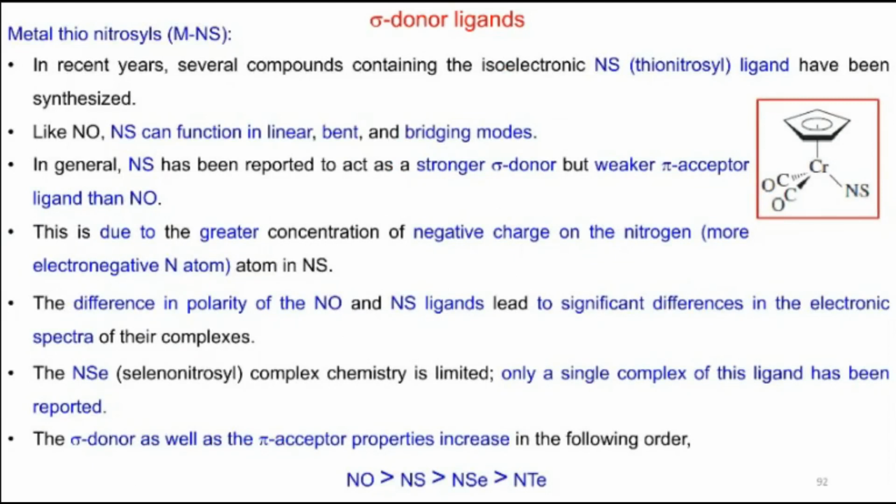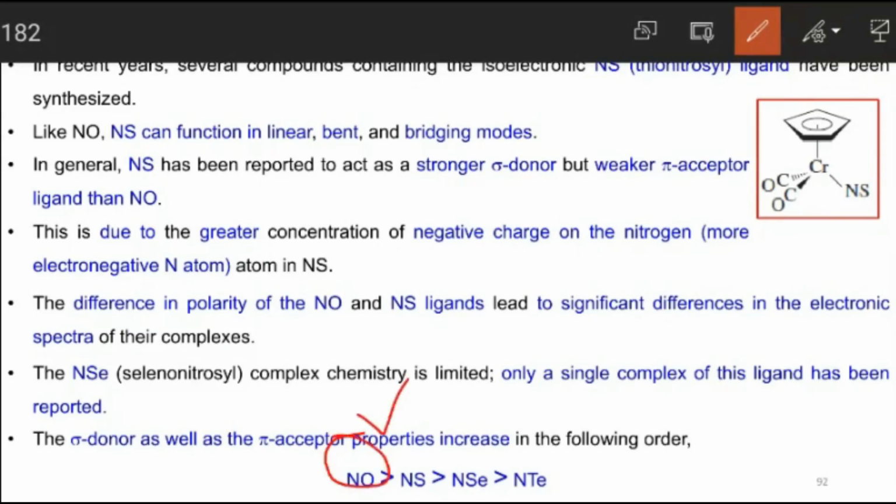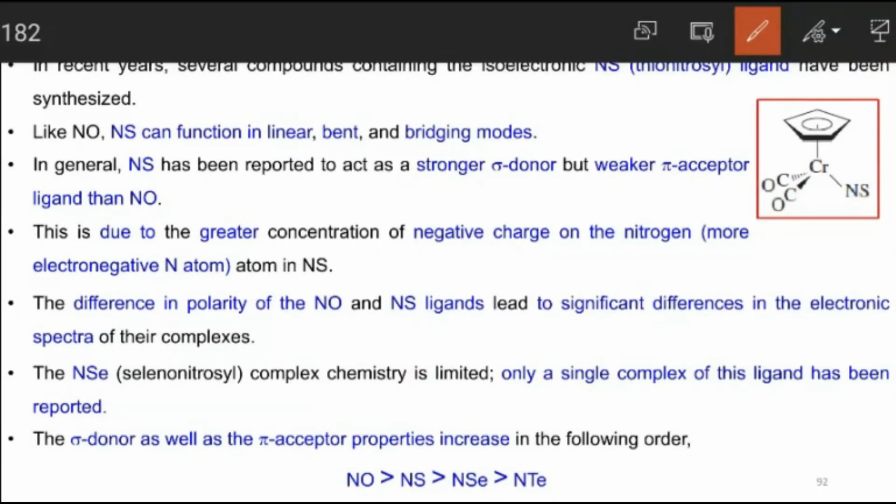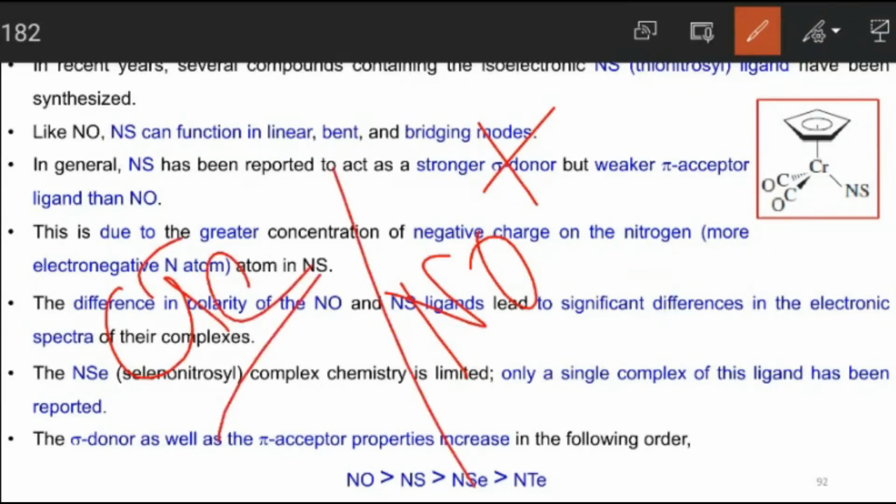Now, if you compare the pi accepting nature of NO plus with NS, NSe, actually the nitrogen monoxide is still dominating. This is reverse to that of carbon monoxide, carbon monosulfide, where the carbon tellurium was found to be the most pi accepting ligand, whereas in the case of nitrosyl, thionitrosyl, selenitrosyl, the linear NO plus is the most strong pi accepting ligand, whereas NS, NSe, NTe are not very good pi accepting ligands. Therefore, if you ask me to write the overall spectrochemical series, the strong pi accepting ligand is only the NO plus, but among the carbon monoxide series it is carbon tellurium. That's a huge difference. Why?